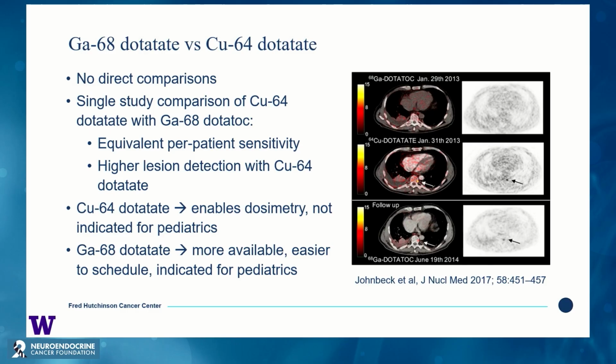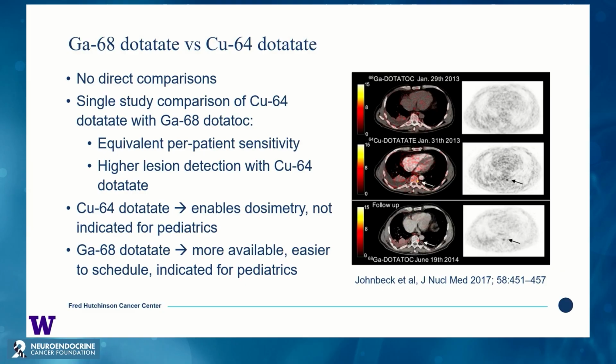In terms of gallium-68 versus copper-64 Dotatate, there are no published direct comparisons of the two different tracers. There is a single study that compares gallium-68 Dotatoc with copper-64 Dotatate, and on the right, you'll see a screen capture of a figure from that publication showing a small bone metastasis that you can see on the copper-64 Dotatate scan, which is in the middle row. But in the top row, which is the gallium-68 Dotatoc scan, you don't see that lesion very well.